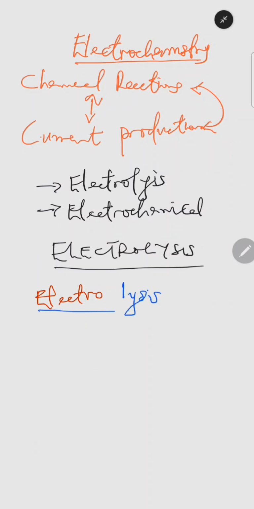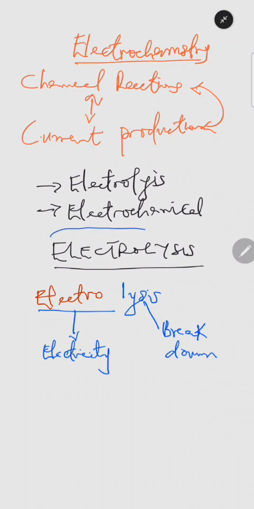Electro means basically electricity, while lysis means breaking down, breakdown. So the word altogether means we are breaking something down using electricity. So what are we breaking down? How are we going to do it? What are the processes? What are the materials involved?